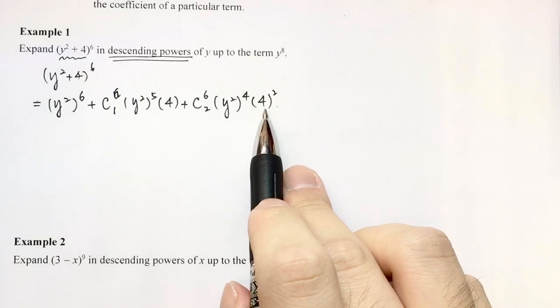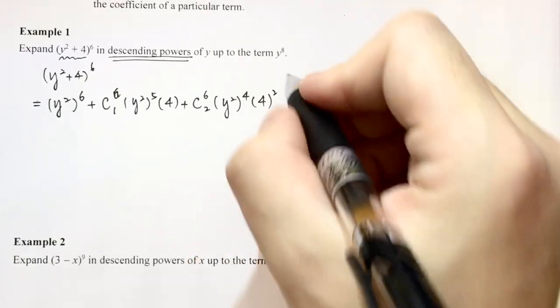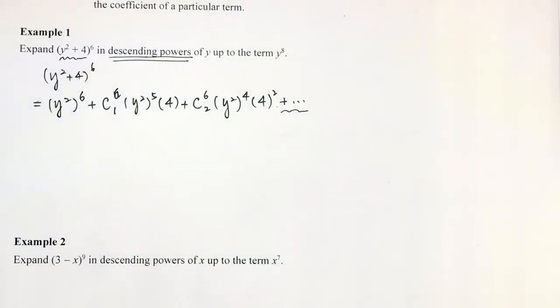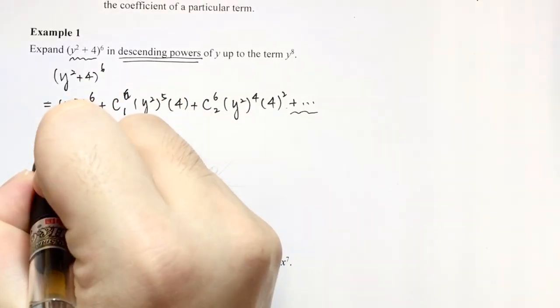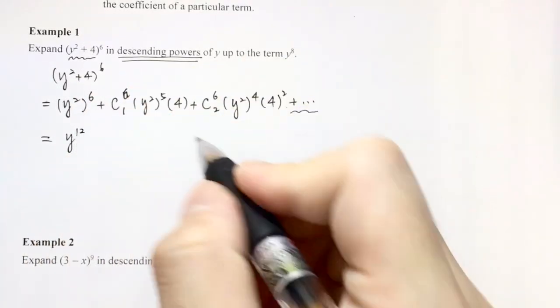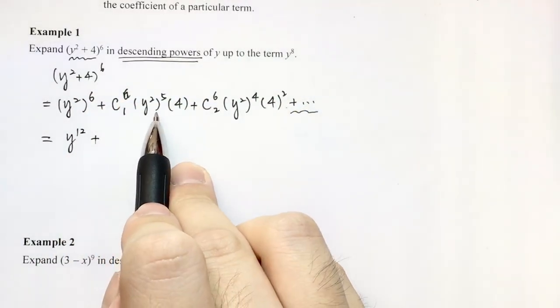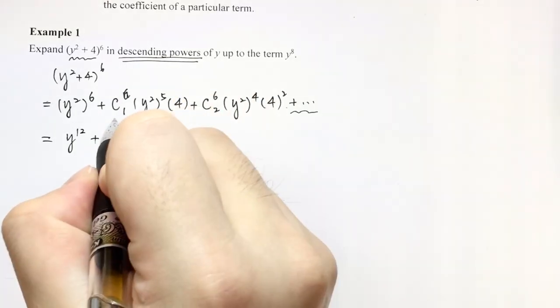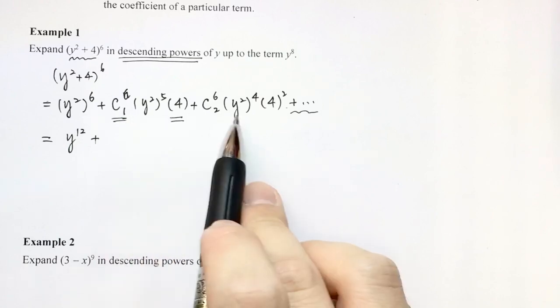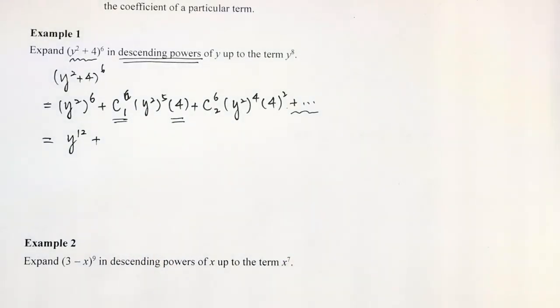But then we stop here, but we do not just stop writing, we need to write dot dot dot, which means there's something still going on, but we don't care about it. Okay? And then we just need to simplify all the things and it's done. We have y to the power of 12, and then we have something times y to the power of 10. And in your calculator, you do not need to remember the values of these at the moment. So in your calculator, you can find the values of 6C1, 6C2, etc.